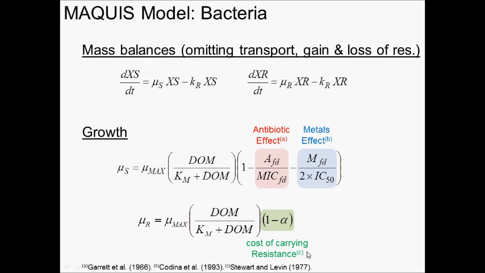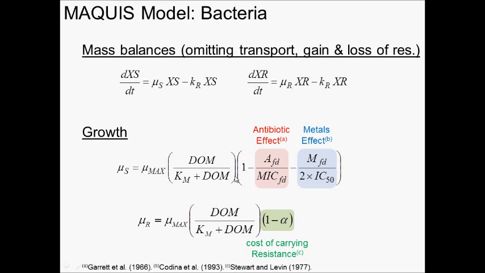And let me outline the growth rate. This is really where this model is new, or where there are new concepts introduced in this model. So the growth rate of the susceptible bacteria is a function of the maximum growth rate, and then a Michaelis-Menten or Monod type limitation term. So the more dissolved organic matter, the higher the growth rate. So this is limitation by the nutrient or the substrate. And then the growth rate is reduced due to the action of antibiotics as well as metals.